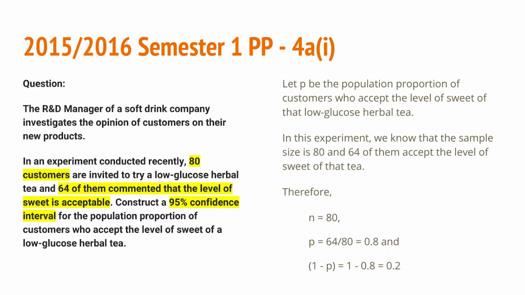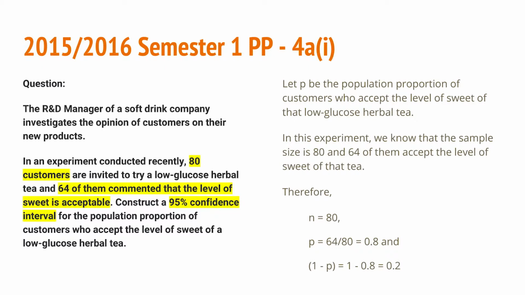In question 4A1, there are 80 customers invited and 64 of them commented that the level of sweet is acceptable. It also asks to construct a 95% confidence interval for the population proportion.